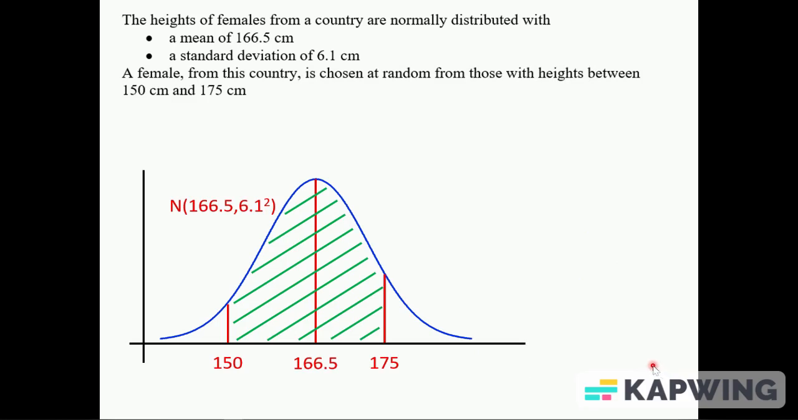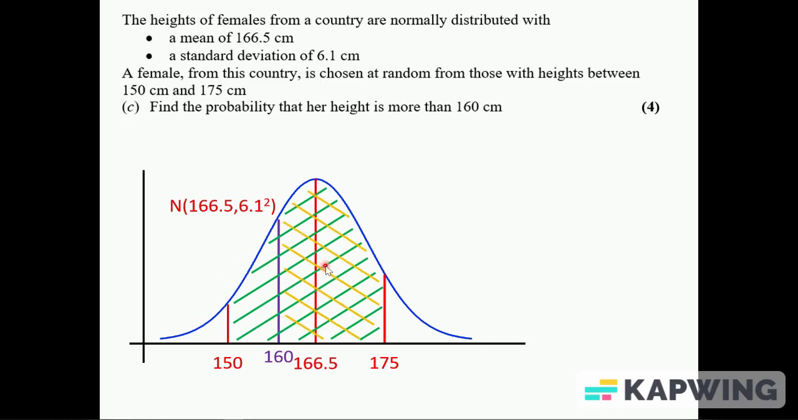A female from this country is chosen at random. From those with heights between 150 and 175, we're going to find the probability that her height is more than 160. So really, we're trying to find out what fraction of the green shaded bit is above 160. So there we go, the yellow bit. What fraction is the yellow, goldy, orangey bit out of the green one? So it's a conditional probability, really. What's the chance we're more than 160, given that we're in between 150 and 175?